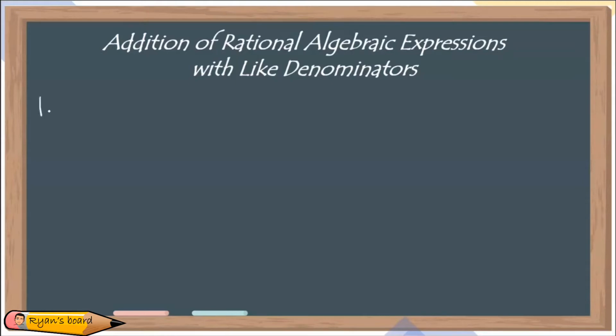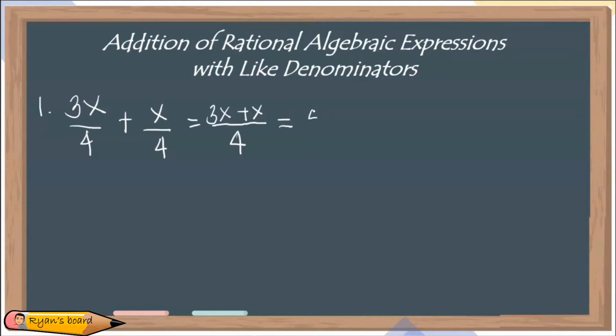Let's have, for example, 3x over 4 plus x over 4. So as you can see, meron tayong parehas na denominator which is 4. Ang gagawin nyo lang ay to simply copy the common denominator, then you add the numerators. So 3x plus x. Remember, kapag walang numerical coefficient, meron yan dyan 1. Parehas silang may x, so we can add this. Like terms yan. So, 3x plus x, that is 4x.